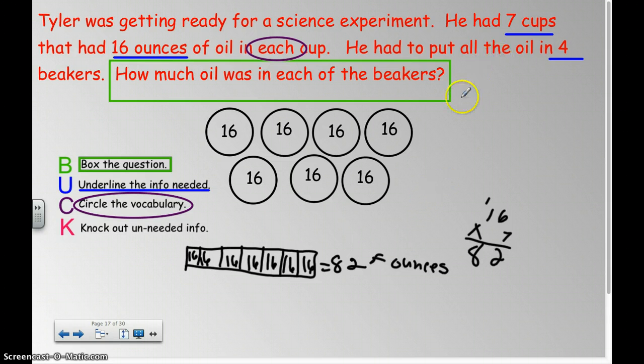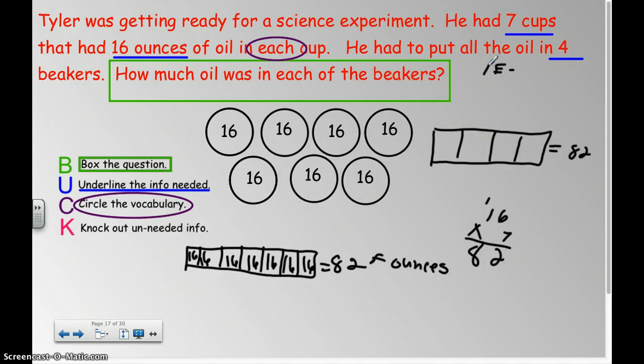That's step 1. Step 2 is he had to put all of these 82 ounces in 4 beakers. So I'm going to draw another strip diagram. This is where I'm going to show you division. 1, 2, 3. 1, 2, 3, 4. And I know that I have 82. I do not know how much goes in each box. That's how you know it's division. So first step, I had to put equal groups put together. Second step, I'm going to do equal groups take apart.